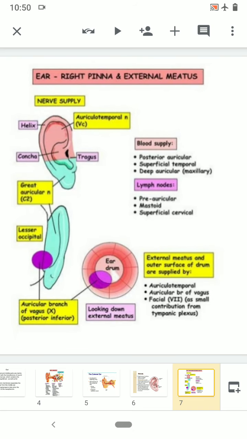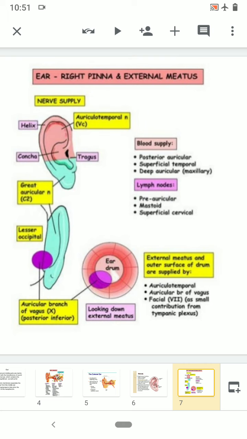Now coming to the blood supply, the posterior auricular, superficial temporal, and deep auricular are branches of the external carotid artery, which mainly supplies the external ear. And also the lymph nodes. What are the lymphatics it drains? It drains into the periauricular, mastoid, and superficial cervical lymph nodes.